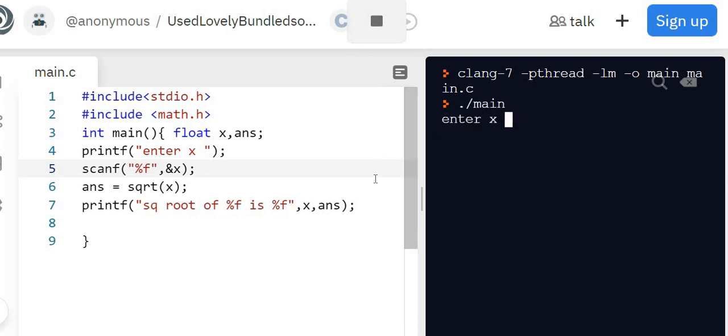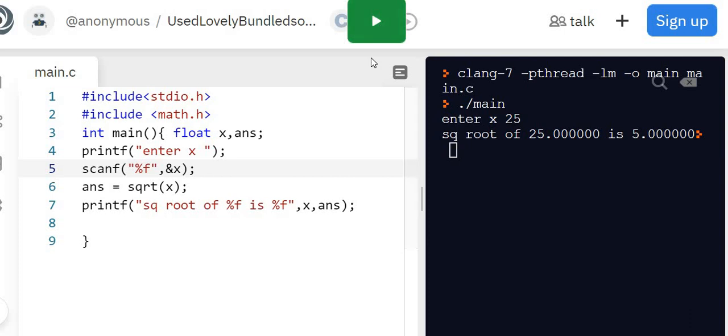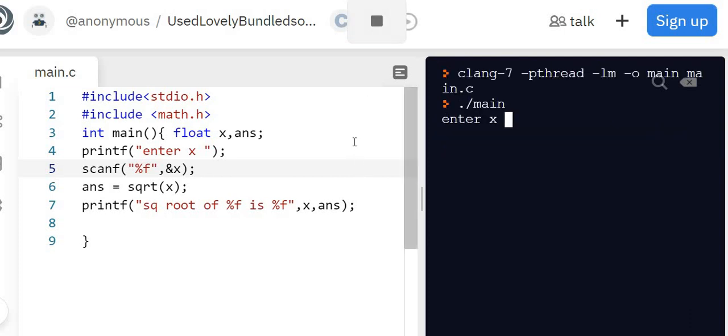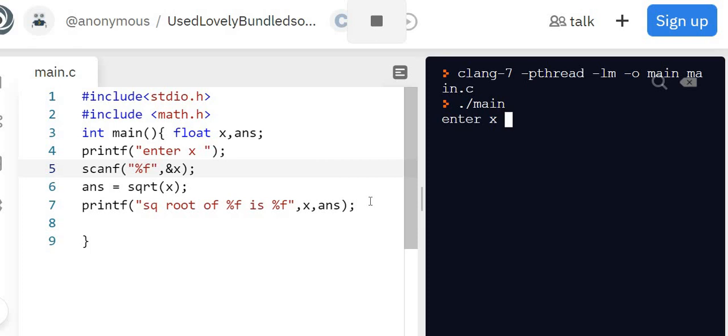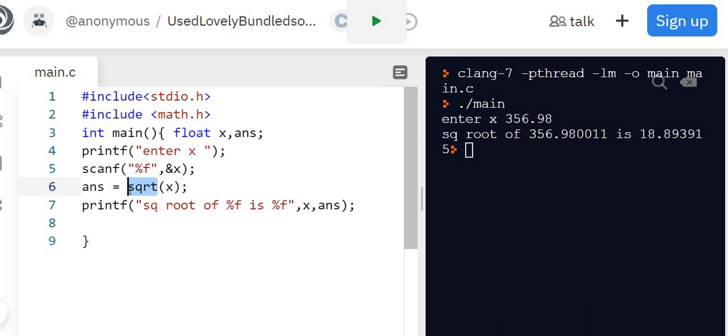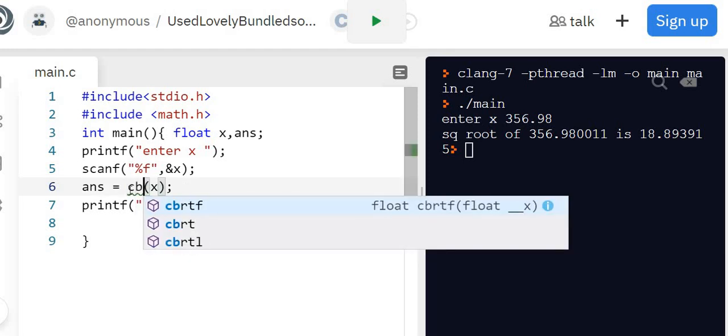Now let's give any other value. Square root of 25 is 5. Now give any other value. Suppose we want square root of 500. It is this. So whatever value you want, you can give the input value like this. Any real value, it will still find its square root. To find the cube root, just use CBRT.